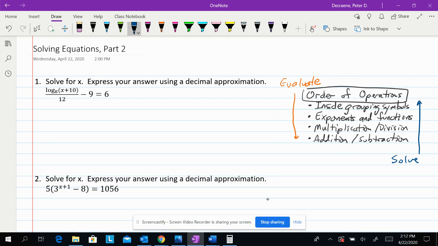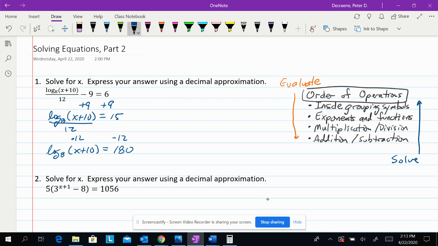This minus 9 can be gotten rid of, so we add 9 to both sides, and I've got log base 8 of x plus 10 divided by 12 is equal to 15. And then I'm going to multiply by 12. I'm going to get rid of this division by 12, so I multiply by 12 on both sides. And I get the log base 8 of x plus 10 is equal to 180.